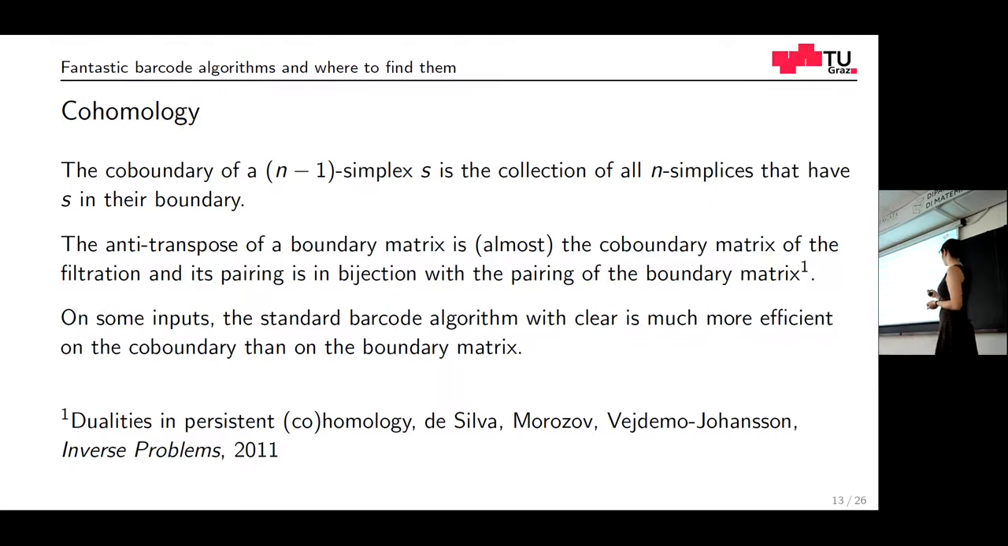Okay, and what has been proven and observed several times in this paper, but also in the Ripser paper, in the FAT paper, all over, is that on some input, especially the Tor strips, the standard barcode algorithm, what I presented with the clear optimization, is much more efficient than on the boundary matrix. On the anti-transpose. On the co-boundary. Yes. So on the anti-transpose. I mean, the co-boundary is the transpose, not the anti-transpose.